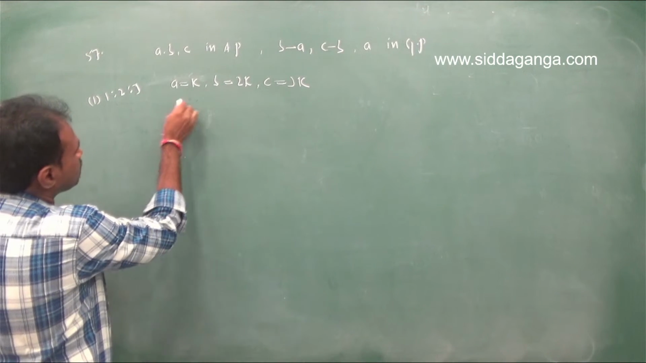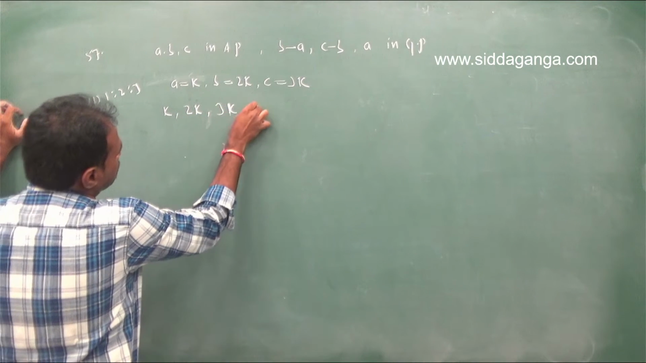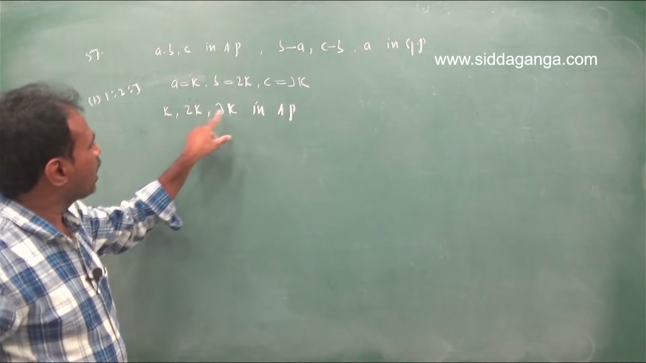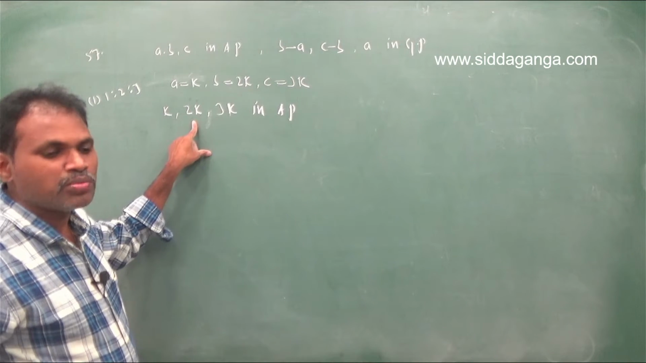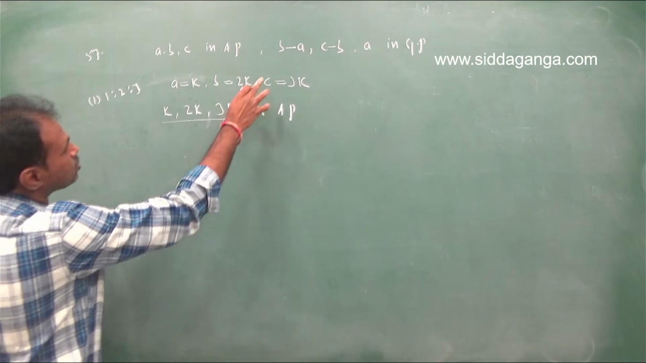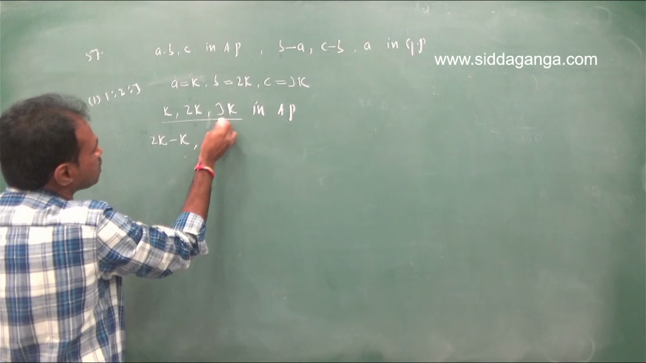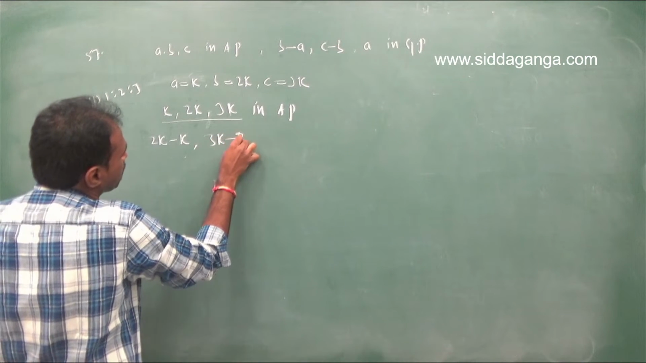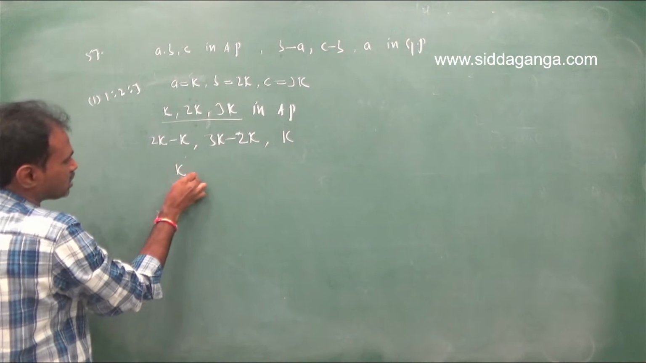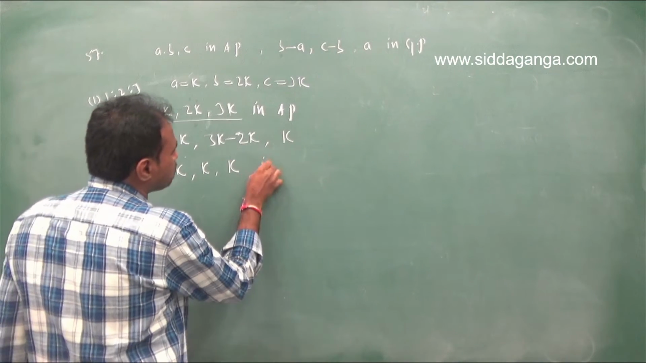Now K, 2K, and 3K are clearly in AP. Why? Because 2K minus K is K, and 3K minus 2K is K. Therefore the common difference is the same, so K, 2K, 3K are in AP. Next, B minus A is 2K minus K, C minus B is 3K minus 2K, and A is K. Therefore 2K minus K is K, 3K minus 2K is K, and then K.